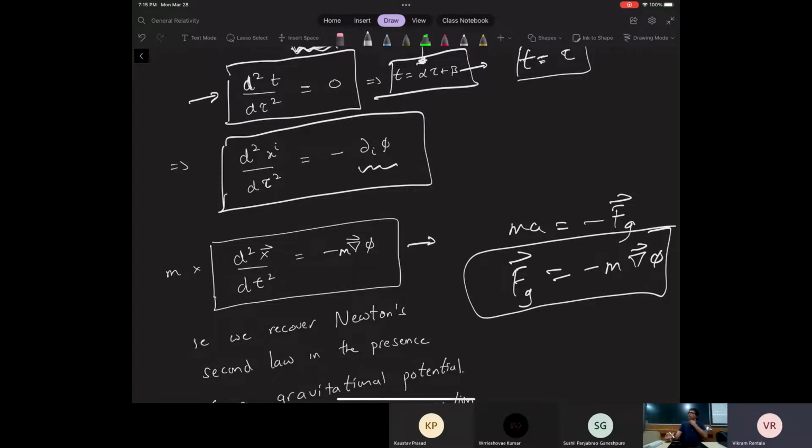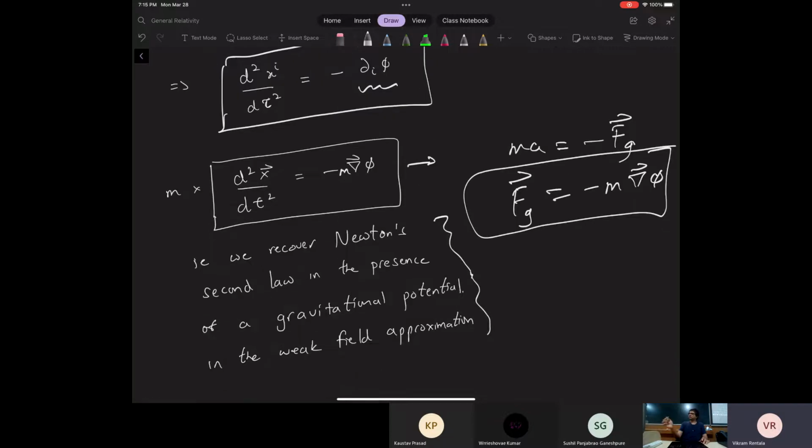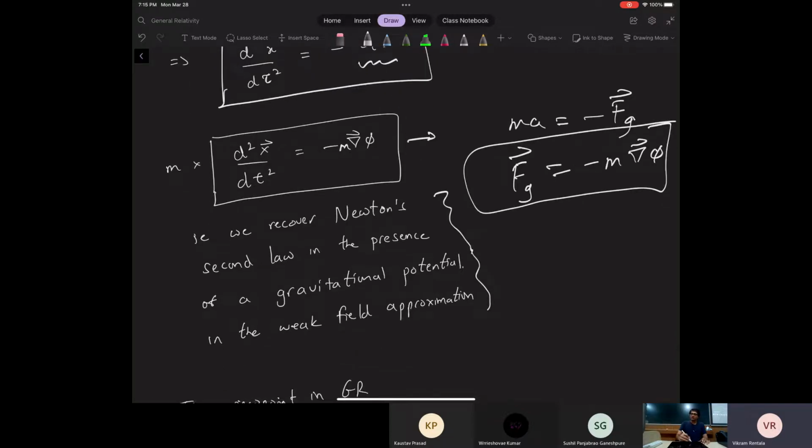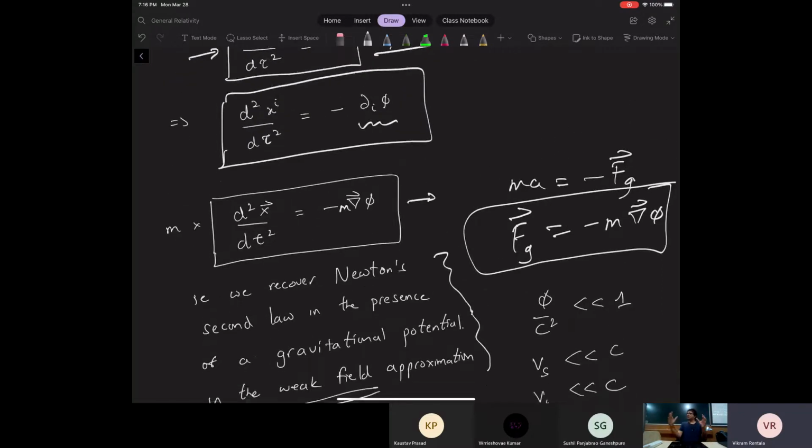Okay, so this is rather amazing, right? We recovered Newton's second law in the presence of a gravitational potential in the weak field approximation. The additional assumptions we made, besides the fact that the field is weak, that is phi over c squared is much less than 1, are that both the sources and the test particles are moving with speeds much less than the speed of light. Under these assumptions, we recover exactly Newton's laws.